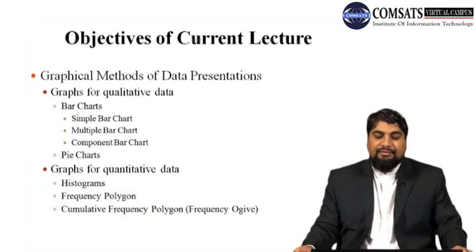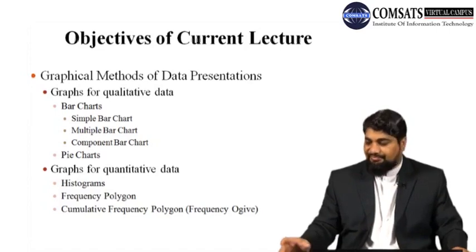Now the methods for quantitative data. There are three methods to construct graphs for quantitative data. First one is histogram, then frequency polygon, and then we will discuss cumulative frequency polygon, which is also called frequency ogive. So let's start.